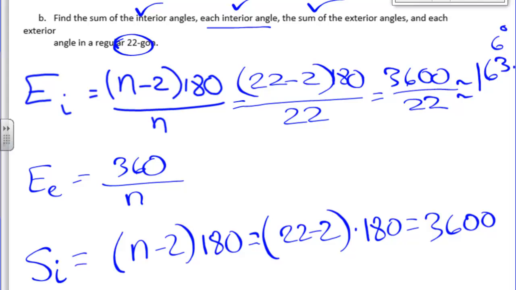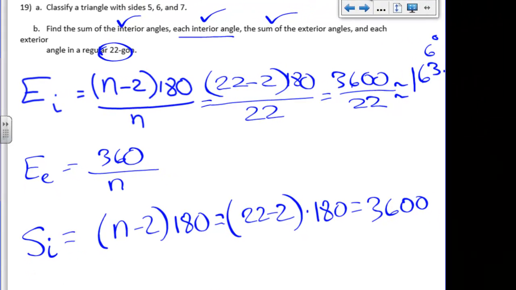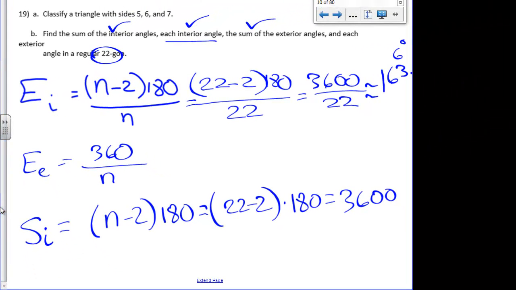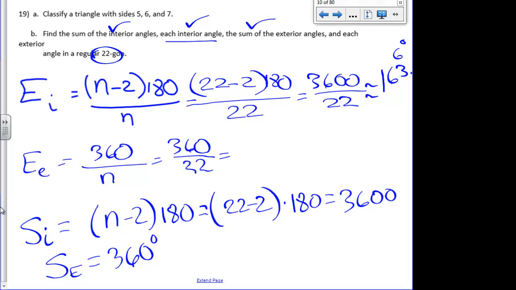What's the sum of the exterior angles? Well, that's indicated by S subscript E. The sum of the exterior angles is always 360 degrees, no matter what shape you're dealing with. And the measurement of each exterior angle: if it's 22 sides, you do 360 divided by 22, and that's how you'll get your answer, which is about 16.4 degrees.